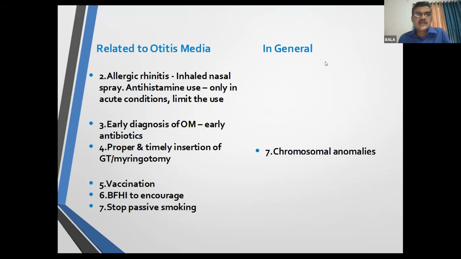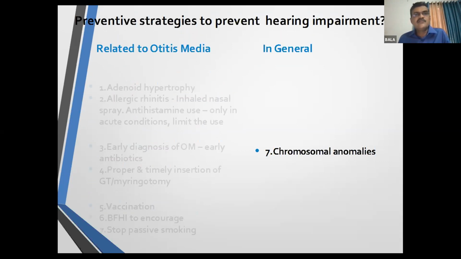Antihistamine use has to be curtailed. Early diagnosis of otitis media with early antibiotic. I've given three reasons for starting early antibiotics, and proper and timely insertion of grommet tube or myringotomy, and vaccination also, as I said earlier, and BFHI to encourage breastfeeding, and stop passive smoking, which is very common nowadays in our families.